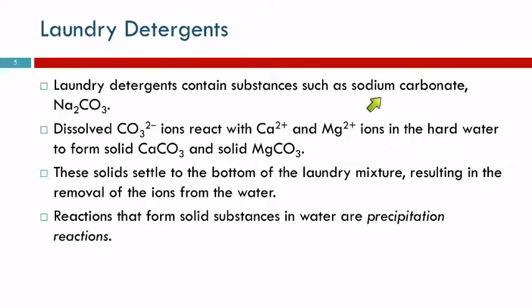It has things like sodium carbonate in it, sodium carbonate Na2CO3. This dissolves in the water in your washing machine and forms carbonate ions. Well, the carbonate ions react with the calcium ions and the magnesium ions and form solid calcium carbonate and solid magnesium carbonate, which will settle out. They don't form this slimy curd. They form a real solid that will settle out and get rinsed away.